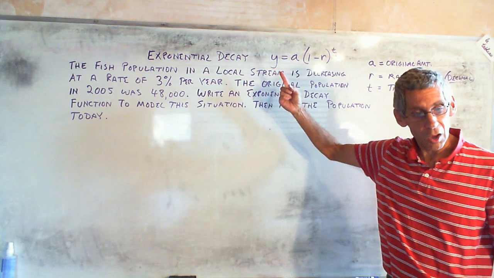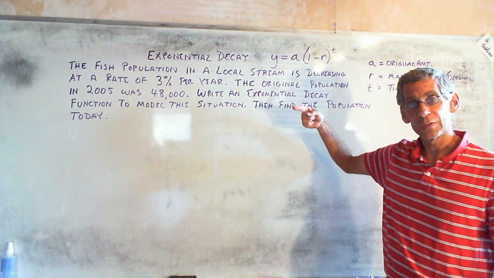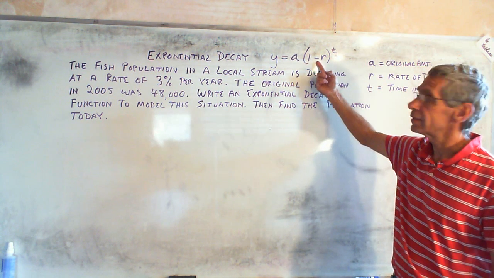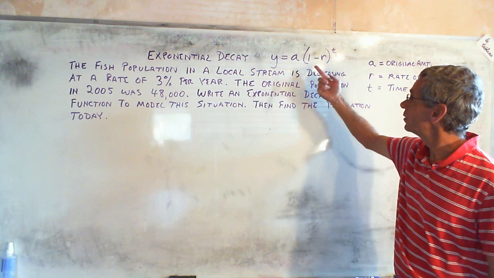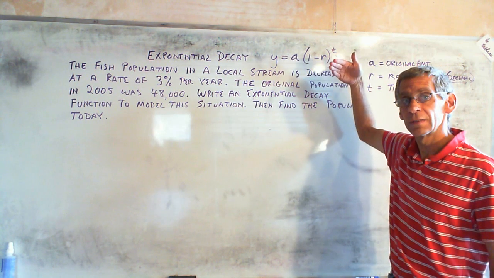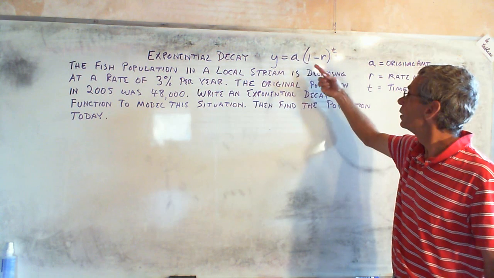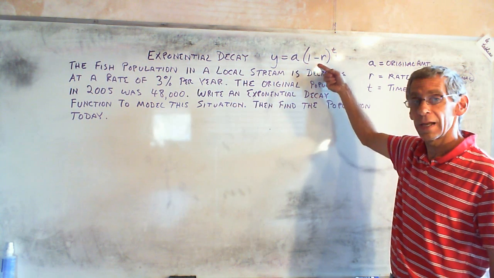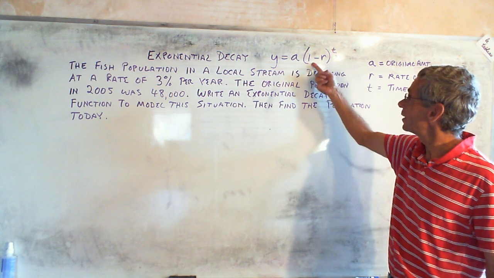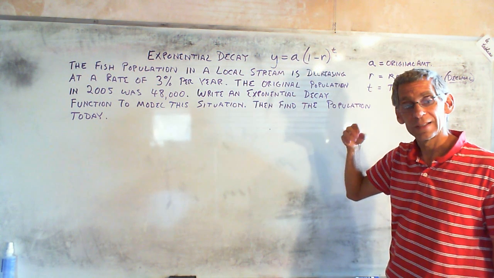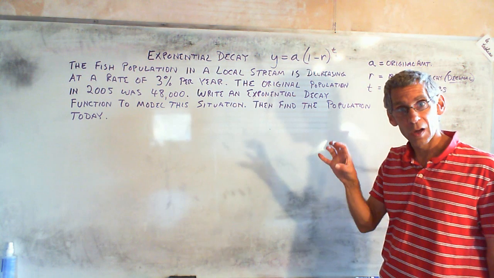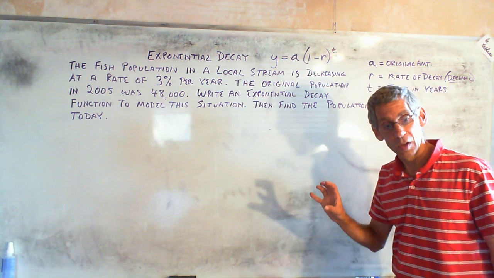Notice the formula looks almost exactly like exponential growth. The only difference is there's a minus sign. And it makes sense because if growth would be 1 plus the percentage increase, decay would be 1 minus the percent. So notice, anything less than 1 is going to be a fraction, a decimal. When you multiply a fraction times something, you make that something smaller. And so it keeps getting smaller and smaller and smaller.